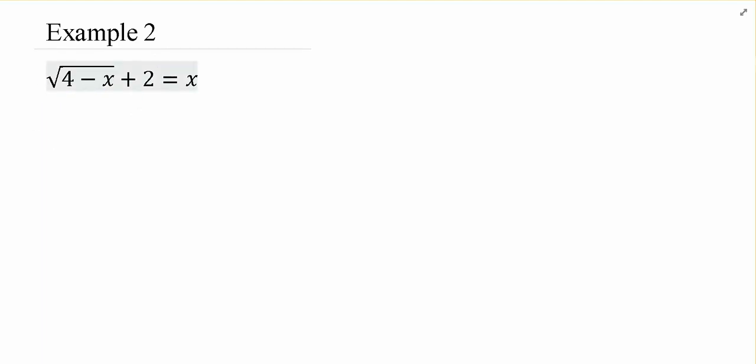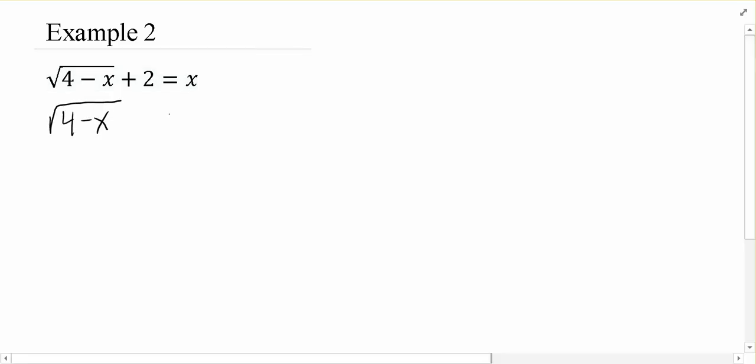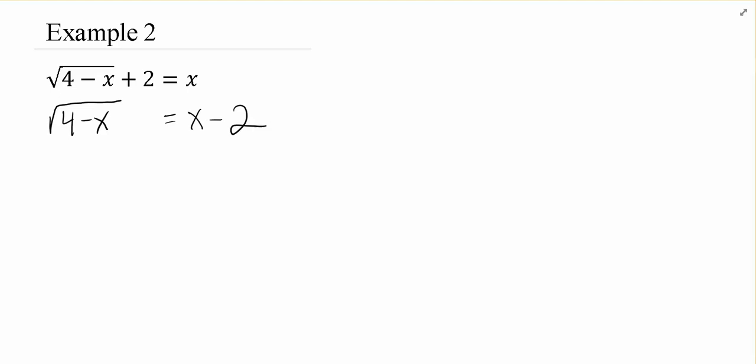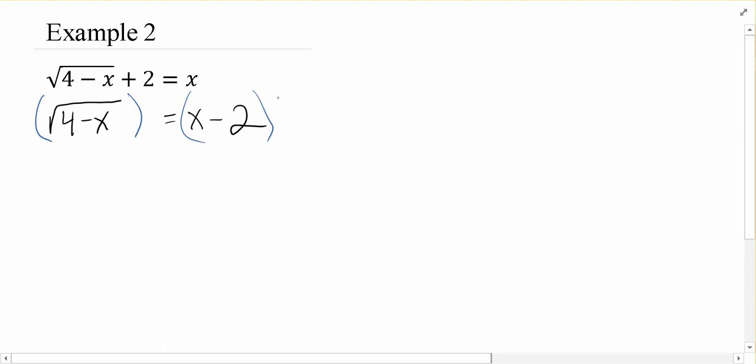So whenever possible, we want to get the radical by itself, and that way when we square both sides, the radical goes away. So let's go ahead and subtract the 2 to the other side. Now we'll square both sides. Now we're again going to make our note to ourselves that because we squared both sides, we better check any answers that we get.